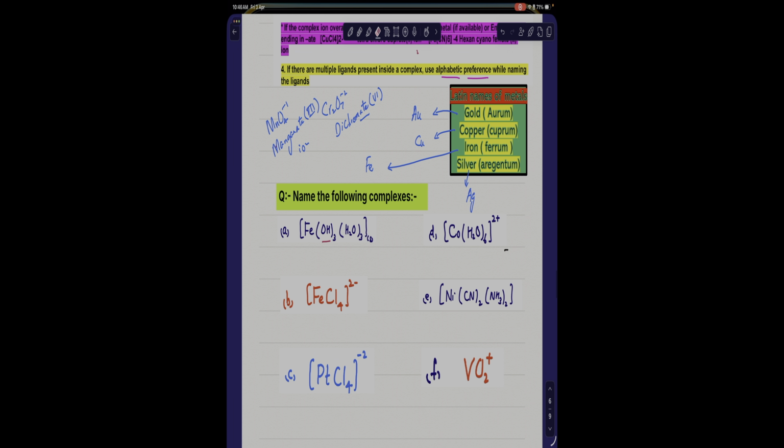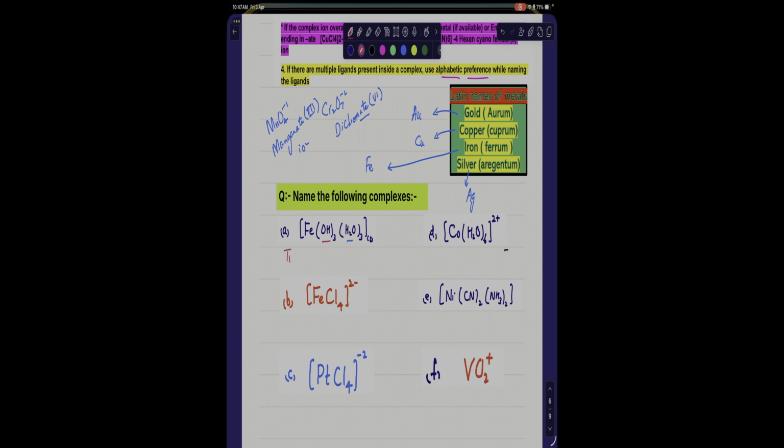So look at the first complex, given on the left side. If you want to name this complex, you can see there are 2 different ligands present inside this complex. There is a water ligand, and now we have an OH ligand. Water is called aqua, and OH minus ions are called hydroxo. So if there are multiple ligands present, we have to follow the alphabetic order. So we have to say first aqua, then we have to say hydroxo. And there are 3 water ligands present.